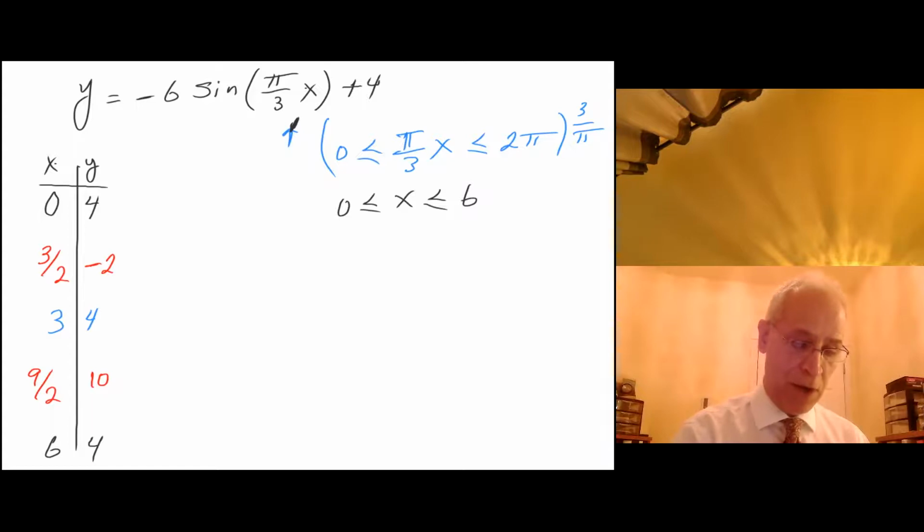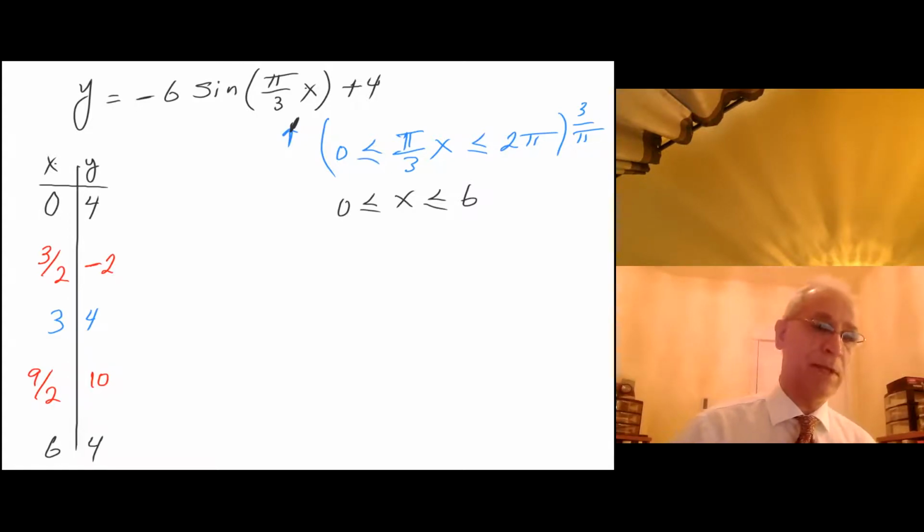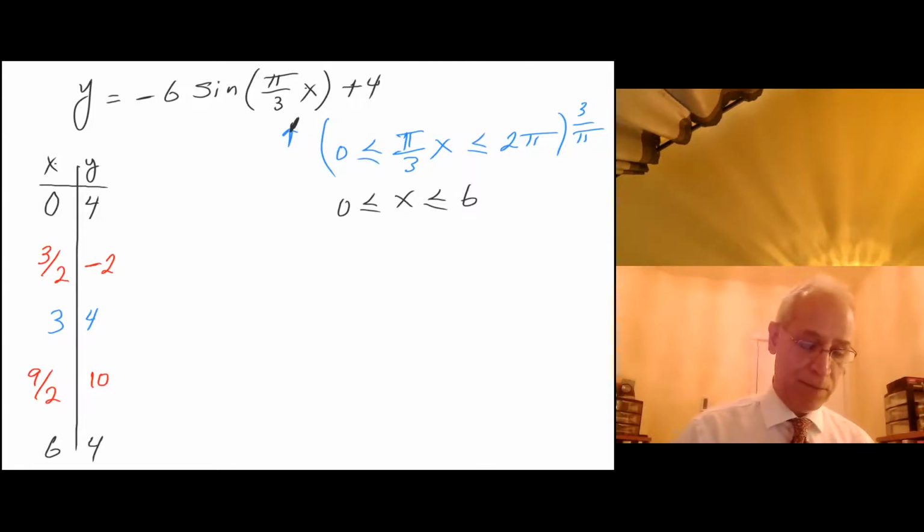When I plug in 9/2, I have pi over 3 times 9/2, which is 3 pi over 2. Sine of 3 pi over 2 is -1. -1 times -6 is +6, plus 4 is 10. And when I plug in 6, pi over 3 times 6 is 2 pi. Sine of 2 pi is 0, times -6 is 0, plus 4 is 4.